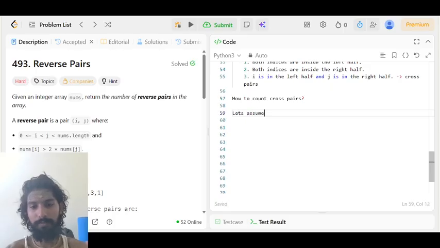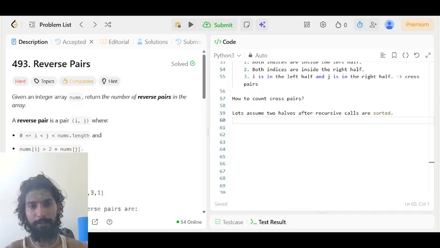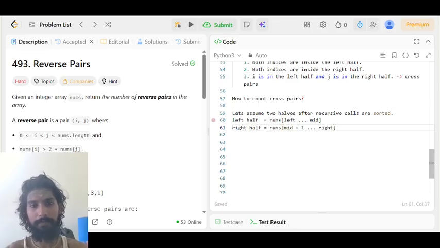Let's assume the two halves after recursive calls are sorted. So the left half is nums[left] to nums[mid] and the right half is nums[mid+1] to nums[right]. We need to count pairs where i is from left to mid and j is from mid+1 to right, and nums[i] is greater than 2 times nums[j].